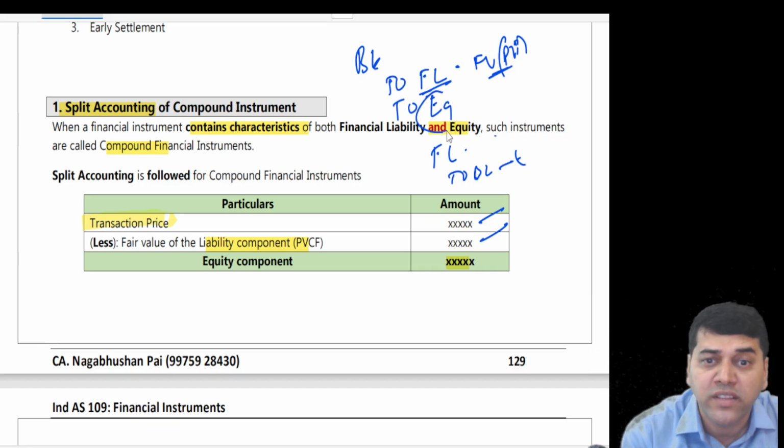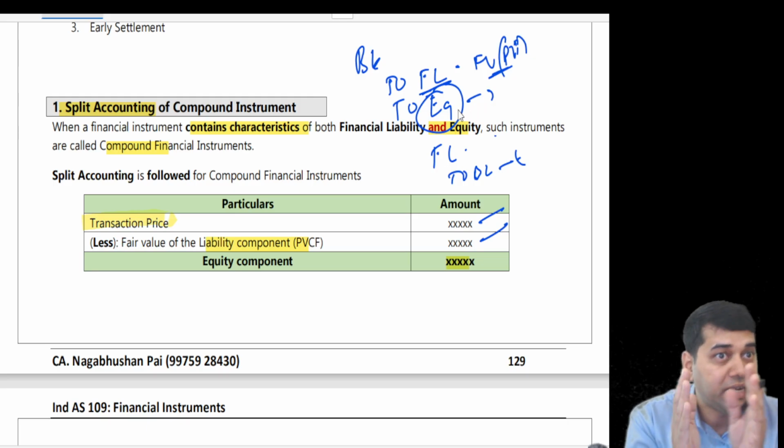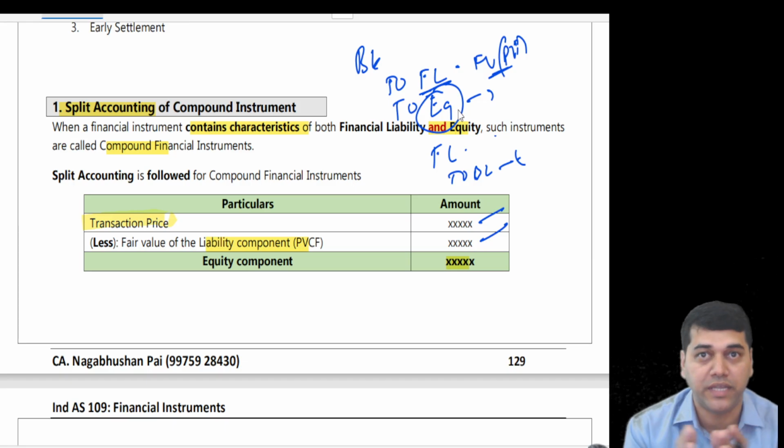Then you'll ask me, sir, what is this balance? It is always lying, no? If you remember my day one class, then I showed you one statement of equity, other equity. So many columns were there.